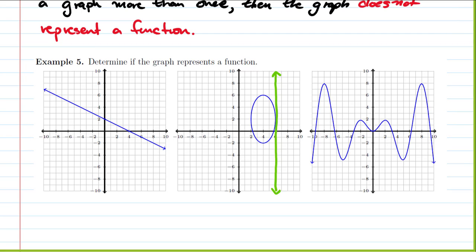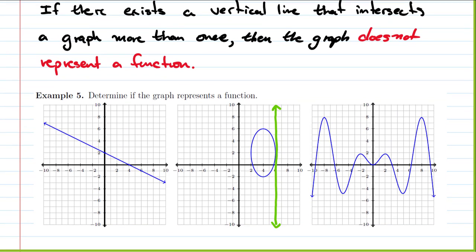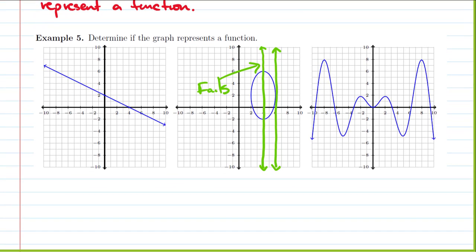So the answer is no, right? Because it doesn't say if you can draw a vertical line that only touches the graph once, then it's a function. It says if any vertical line exists. So if I move just a little bit to the left, I could draw a different vertical line that touches the graph more than once. So this one is not a function, so it fails.